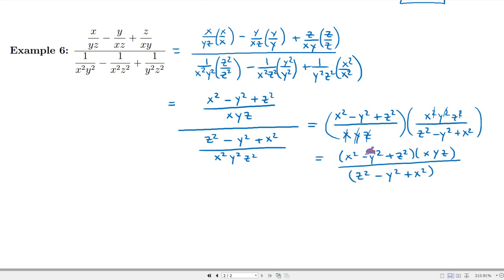Are these two the same? Well, look, it's x squared minus y squared plus z squared, and z squared minus y squared plus x squared. So you see these two are actually the same. So we're actually left with just xyz.